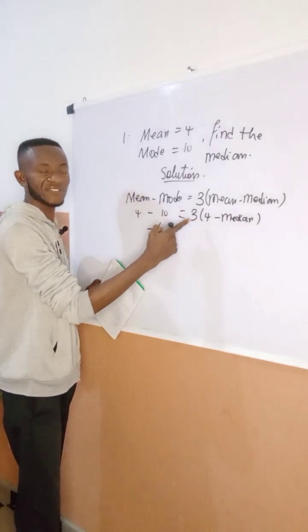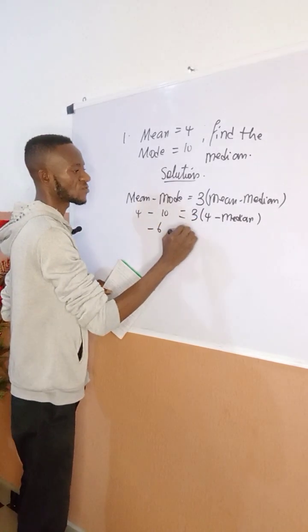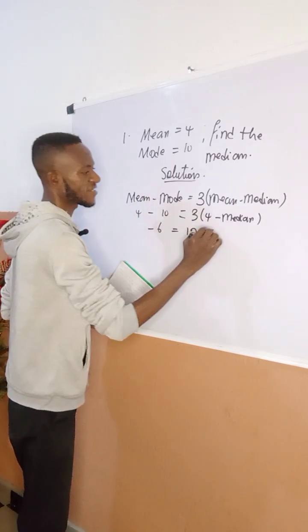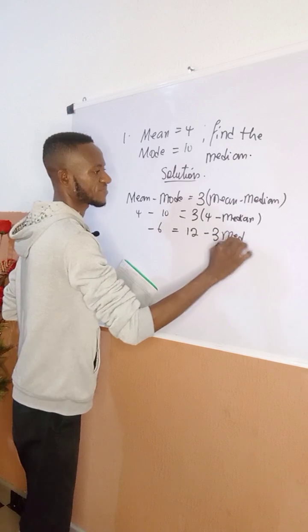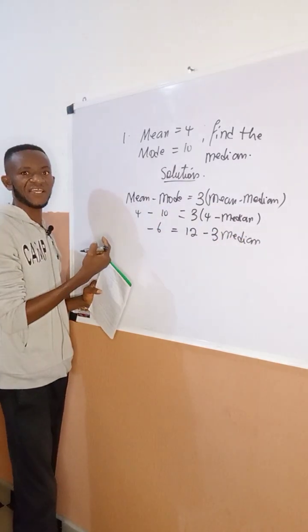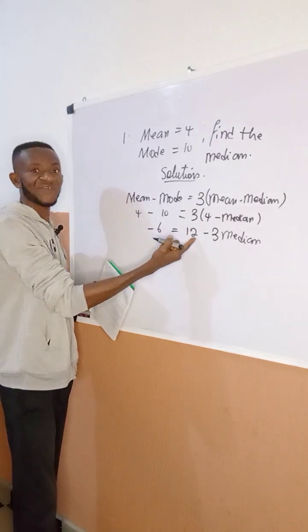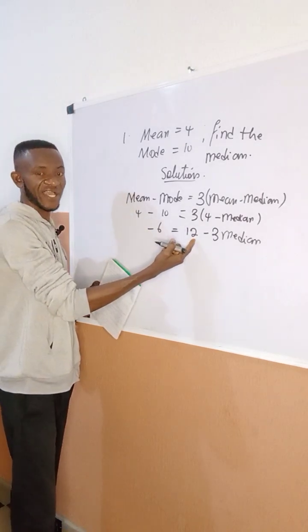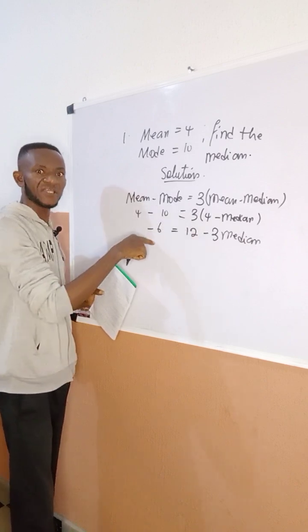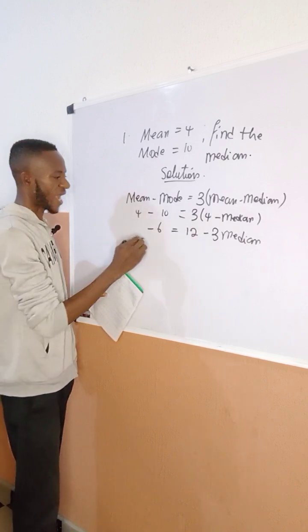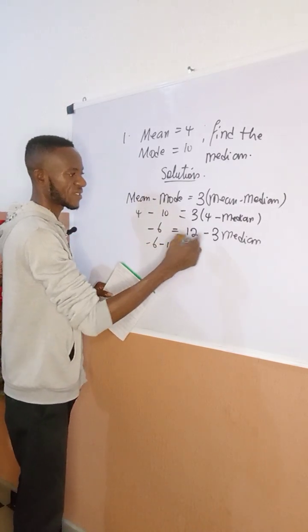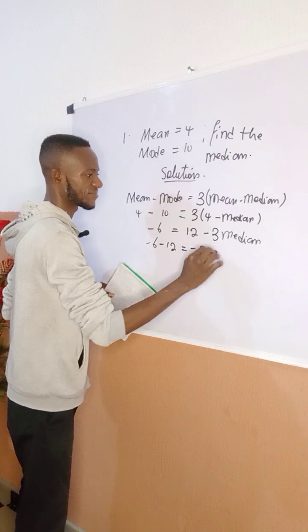This equals, I'll open up this bracket. 3 times 4 is 12 minus. 3 times median is 3 median. So this is what I have. Of course, minus 6 and 12 are like terms and should be collected together. So I can easily bring this 12 over here. And on this 12 coming over here, it takes a minus sign. And what I have becomes minus 6 minus 12 equals minus 3 median.